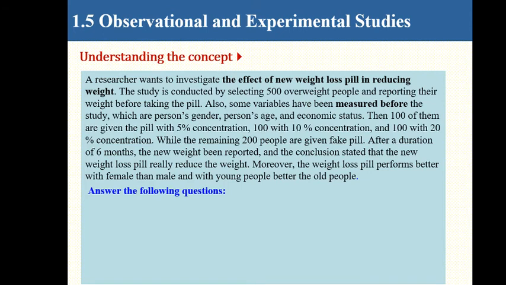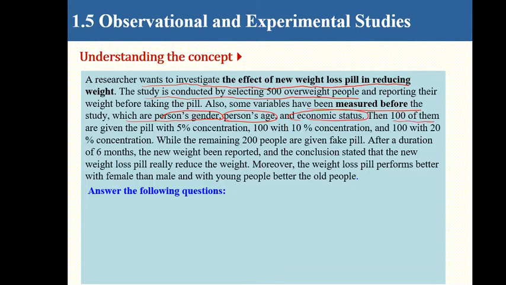Let's look at this example. A researcher wants to investigate the effect of a new weight loss pill in reducing weight. The study is conducted by selecting 500 overweight people and reporting their weight before taking the pill. Also, some variables have been measured before the study, which are person's gender, person's age, and economic status.